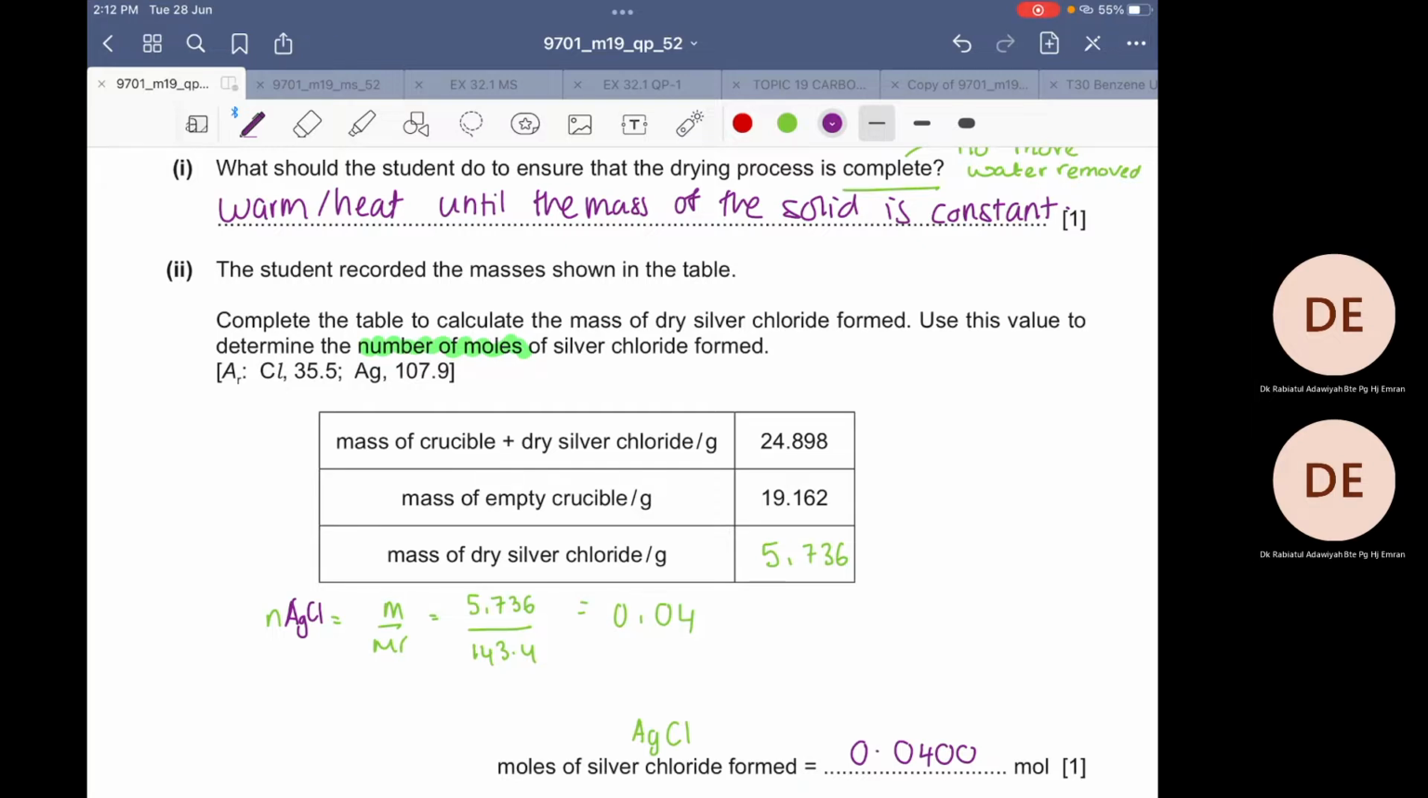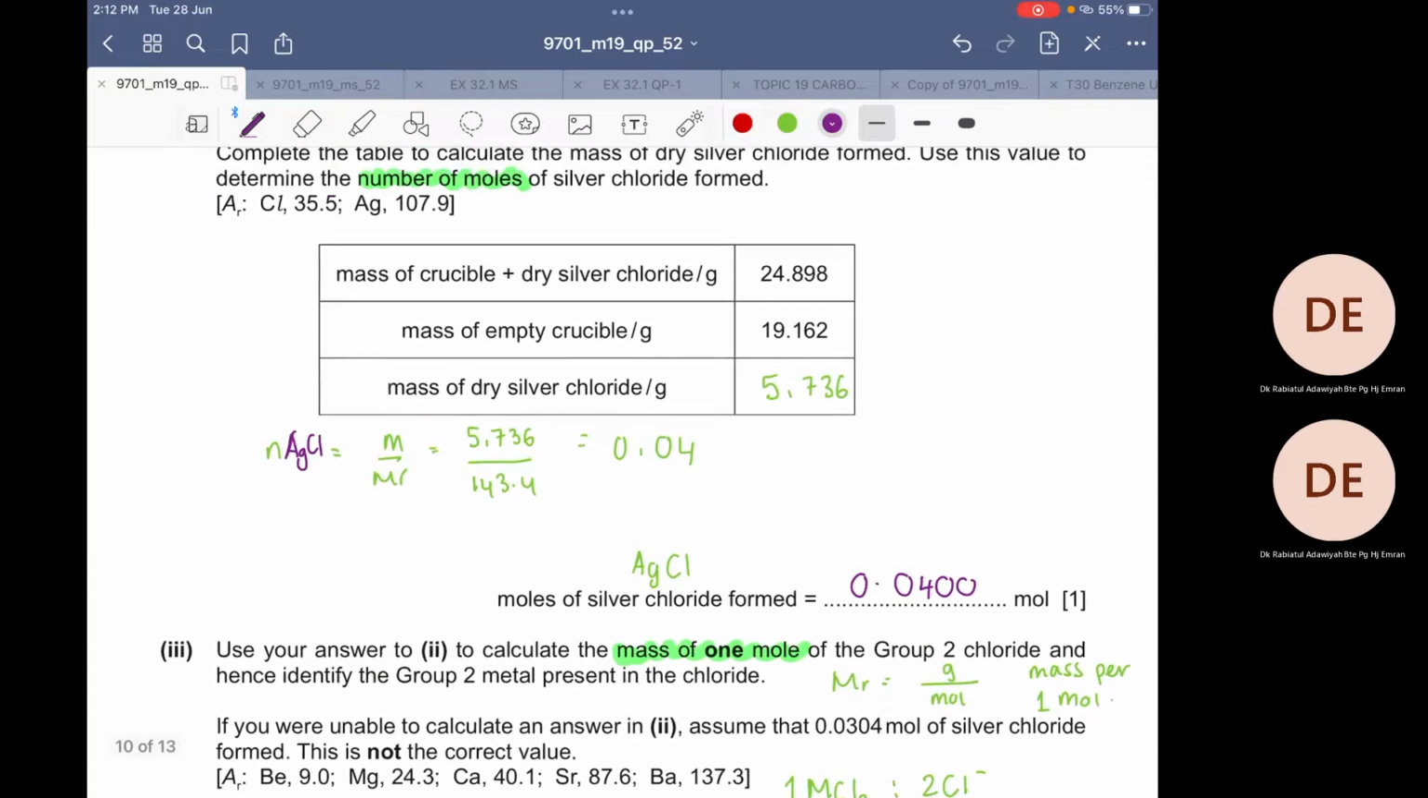Did you try this calculation? Yep. Okay. Did anyone try the next one? Did you try to do the next question? No? Okay, so let's see.